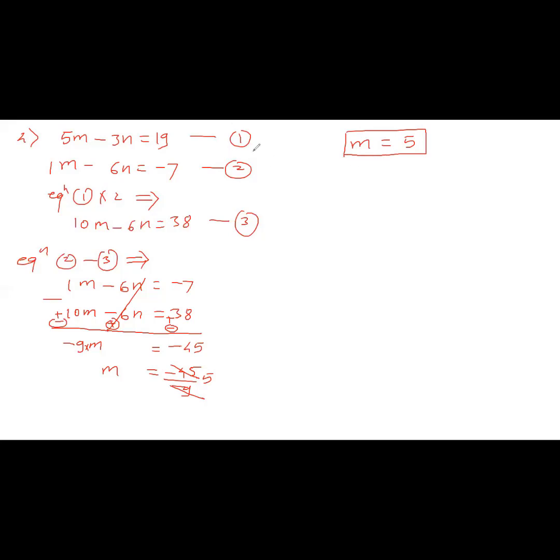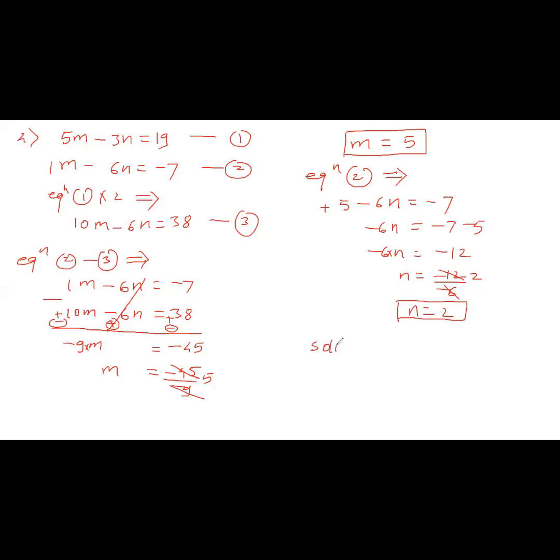Now put this value in any one of the equation. That is simple. So we are going to put this value in equation 2. It becomes m, m is 5, minus 6n equals to minus 7. So you can see minus 6n as it is. Plus 5 here, it becomes minus 5. Minus 7 minus 5 is minus 12. Minus 6 multiply, here it comes divide. So 6 2s are 12, minus minus plus, so it becomes 2. So thus we got solution, not xy, we are going to write here mn.